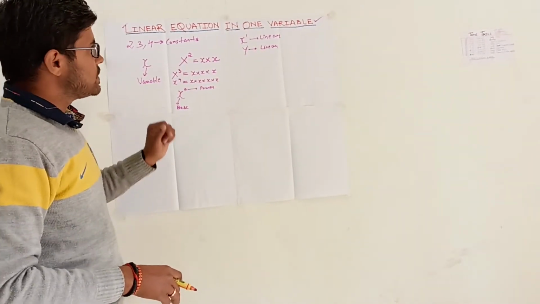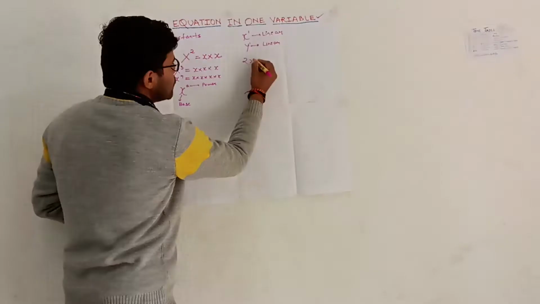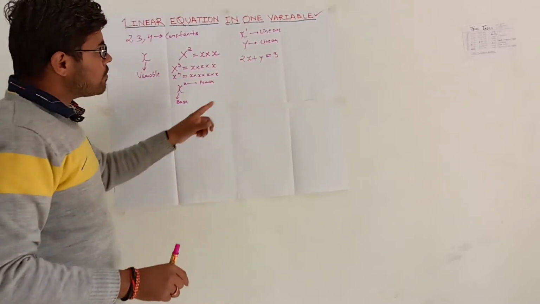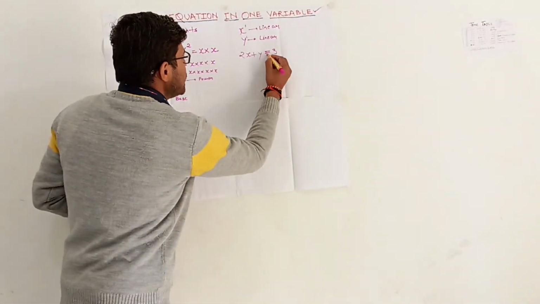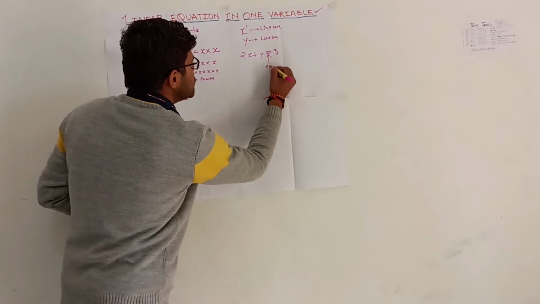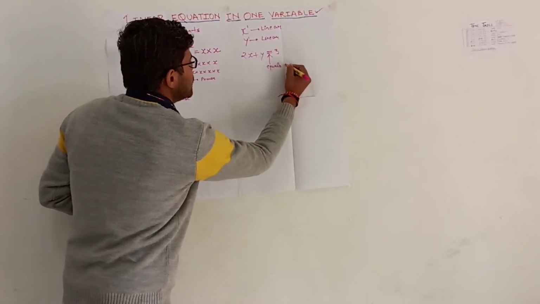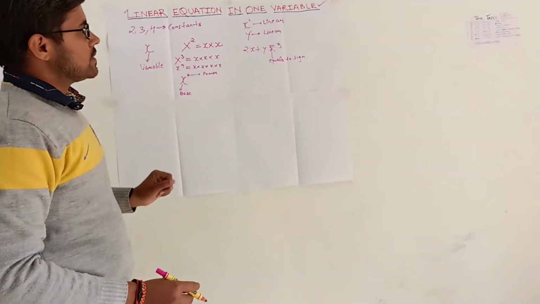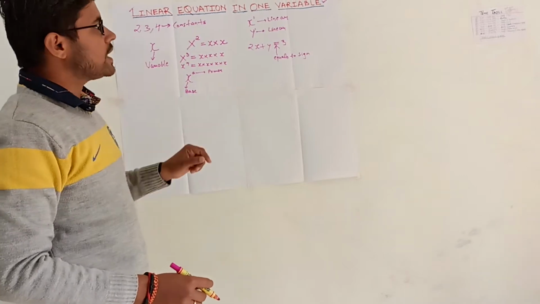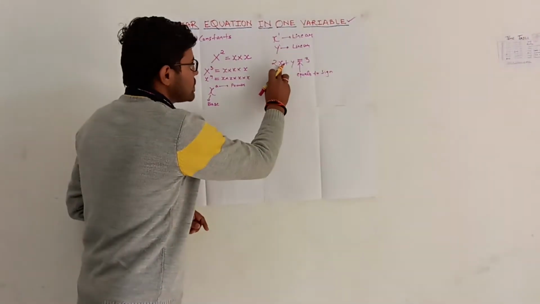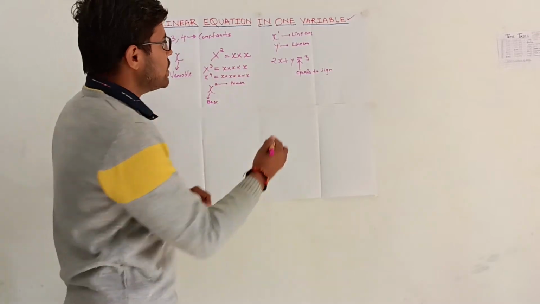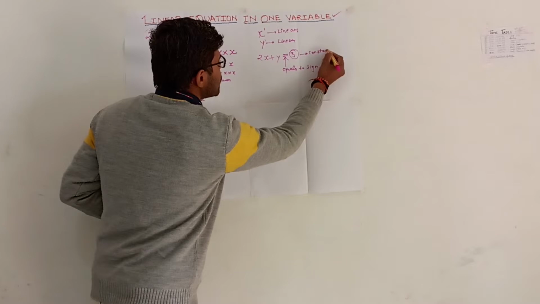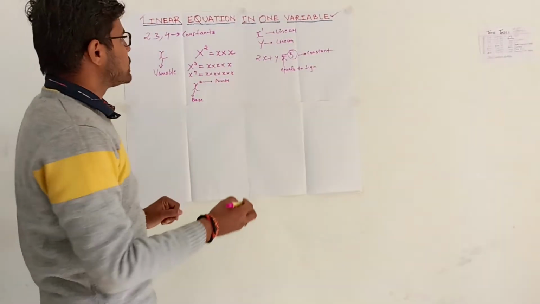Now let's move to linear equation in one variable. So one variable means, suppose I give you one equation, 2x plus y equals 3. Why am I calling it an equation? Because there is an equals to sign. That's why I am calling it an equation. Now how many variables are there? The value of 3 we know because it's a constant. This is the exact value, so it's a constant.